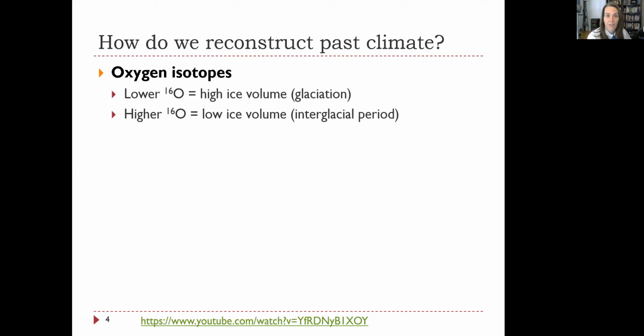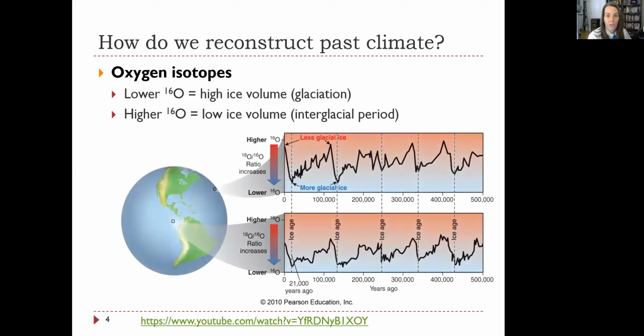There's also oxygen 17, but we're going to look at oxygen 16 and oxygen 18. When we see low oxygen 16, that's indicative of a period of glaciation. And when we see higher oxygen 16 or lower oxygen 18, that would be indicative of an interglacial period. I'm going to explain how this works in just a minute.